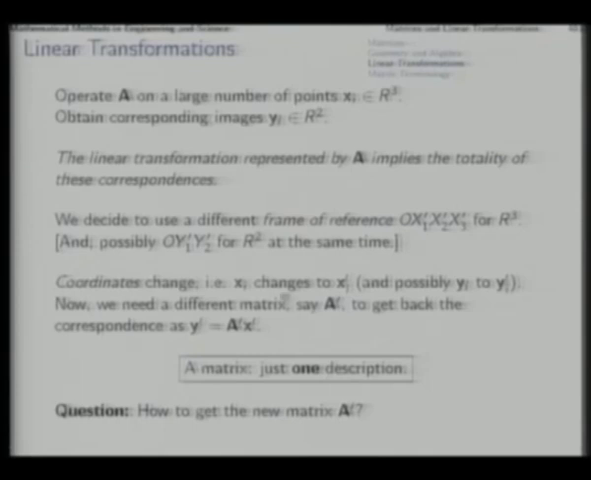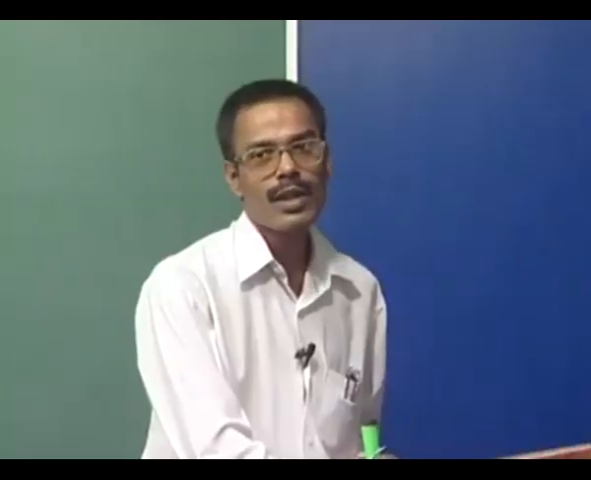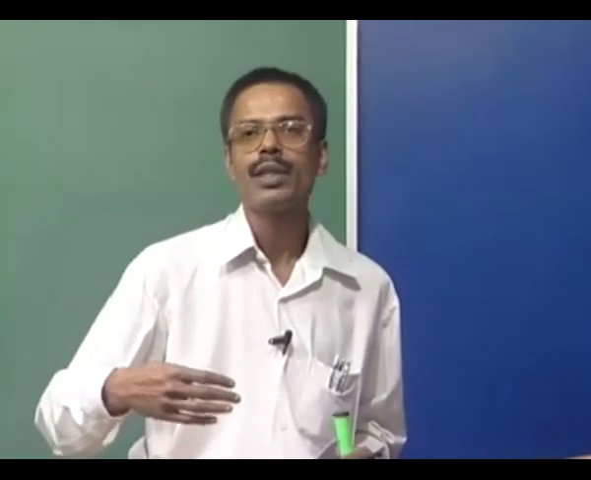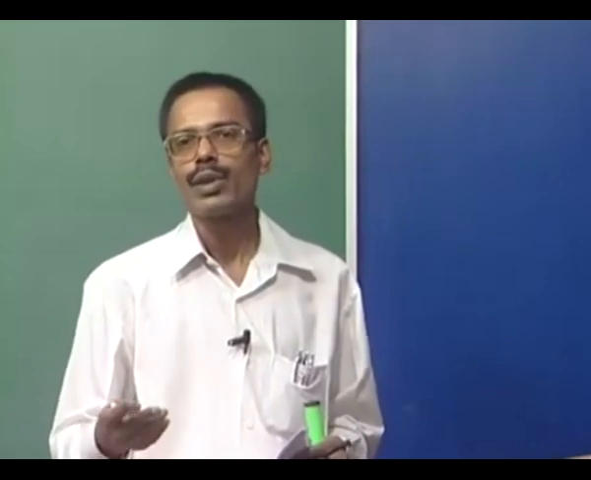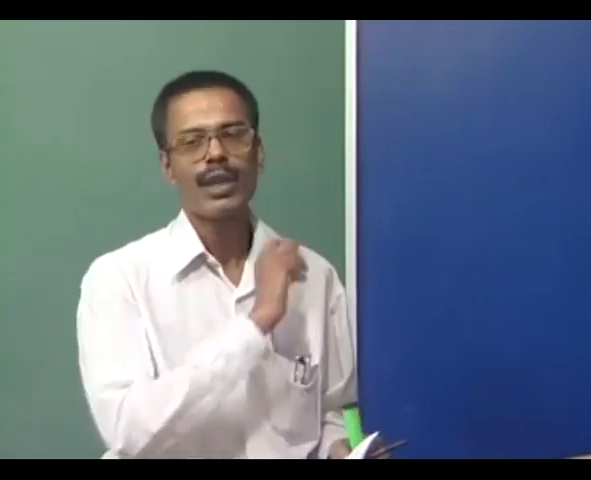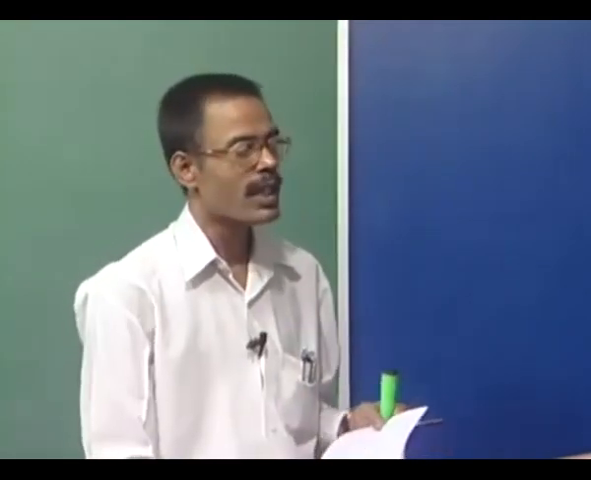Now, in this particular scenario, suppose we know how the frame of reference is changed in the domain and in the codomain. In that case we want to find out the new matrix A prime, which, mapping through this relationship, will lead to the same original set of correspondences between points in the domain and points in the codomain. This problem in linear algebra is known as basis change. This is one important issue which we will be taking up in the next lesson.